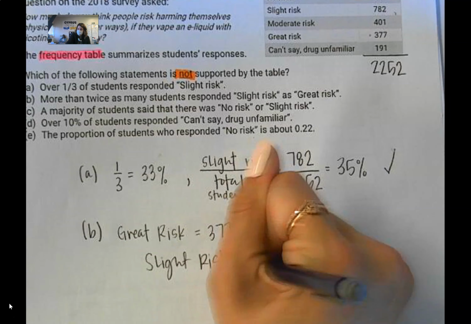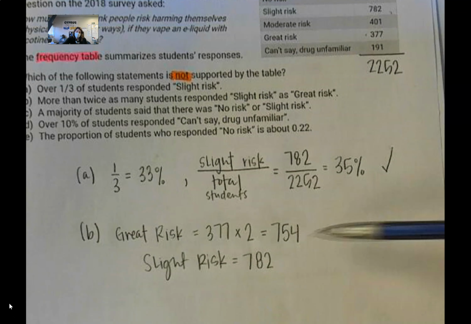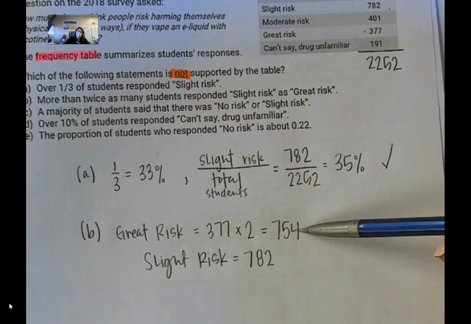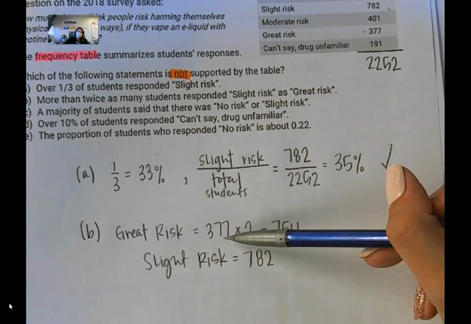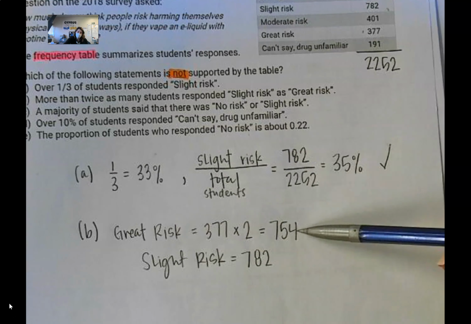So did more than twice the amount of kids say slight risk than great risk? Yes. 754 would be twice the amount of kids that said great risk. We have more than 754. So option B is true. Is that one making sense?